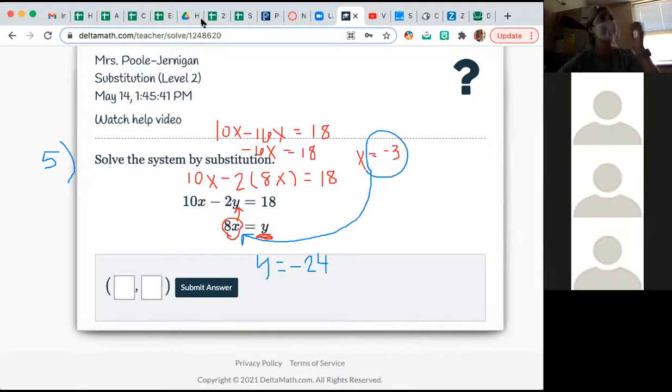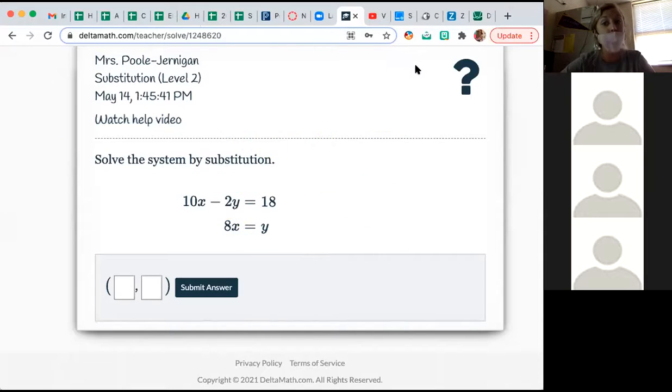Now, look at me. How many of you raised your hands and said you didn't like substitution when I asked? Beautiful. Everybody look up here. I'm going to show you how you could change this one to be set up for elimination, okay? So everybody watch. I'm showing you 2 ways. So if you get to your test and it says substitution and you don't like it, you can move it around so it's set up for elimination, okay?